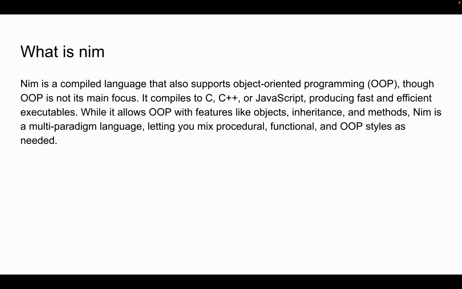All right, firstly, what is Nim? Nim is a compiled language that also supports object-oriented programming, though object-oriented programming is not its main focus. It compiles to C, C++, or JavaScript, producing fast and efficient executables, while it allows object-oriented programming with features like objects, inheritance, and methods. Nim is a multi-paradigm language, letting you mix procedural, functional, and object-oriented programming styles as needed.